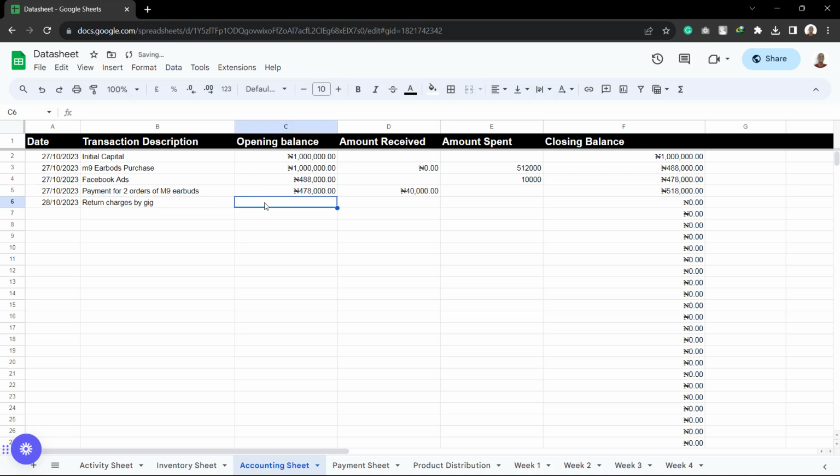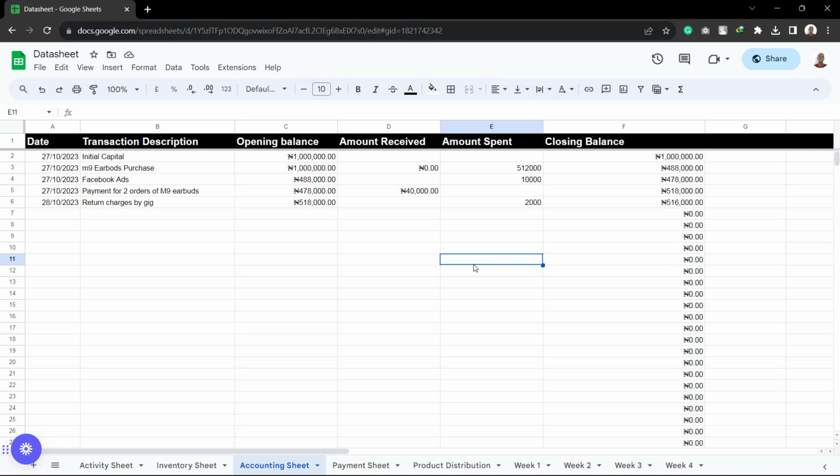What's our opening balance? Exactly 518,000, because our opening balance is always the same as our previous closing balance. So it's going to be 518 thousand naira. Did we receive any money? No, we didn't receive any money. Rather, we just spent money. And how much did we spend? We spent 2,000 naira. Do you understand? So it's going to be deducted, and that's how we are going to be using our accounting sheet.